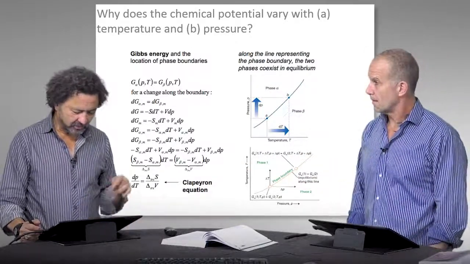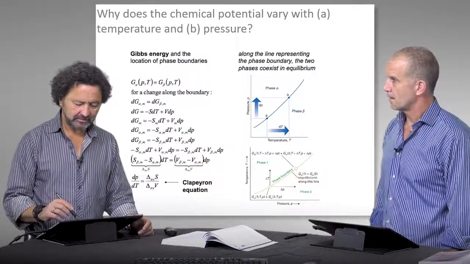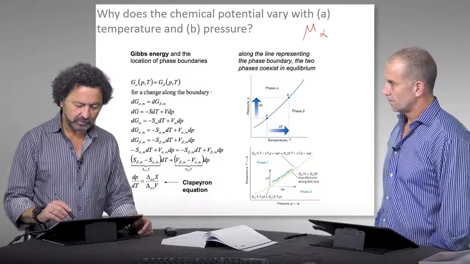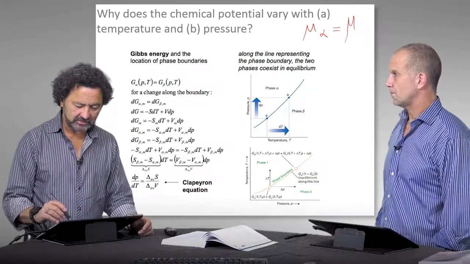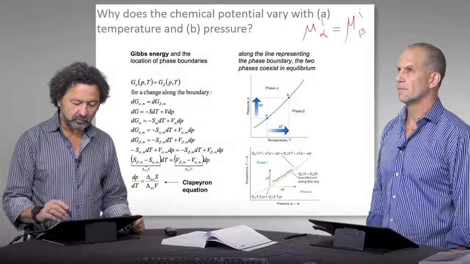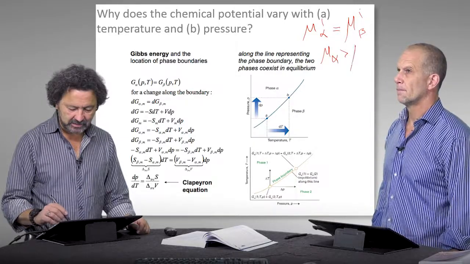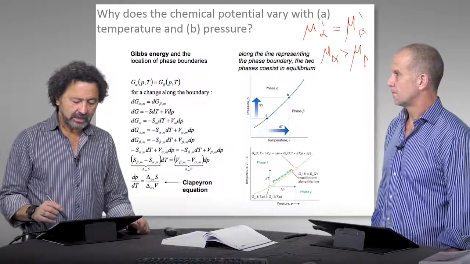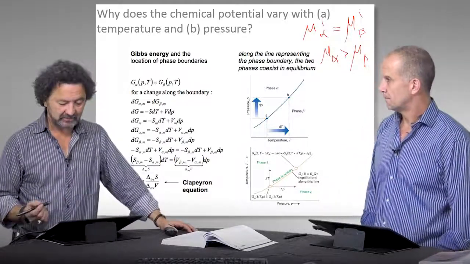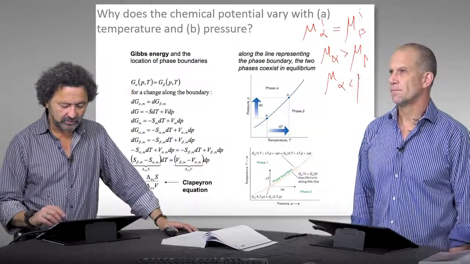And when we talk about phase equilibrium, we have to understand that whenever the chemical potential of a component in phase alpha is equal to the chemical potential of the same component in phase beta, we have phase equilibrium. Whenever the chemical potential of alpha is larger than that of beta, then we have a driving force, and one of the two phases is the stable one, and the other way around gives you the other possibility.